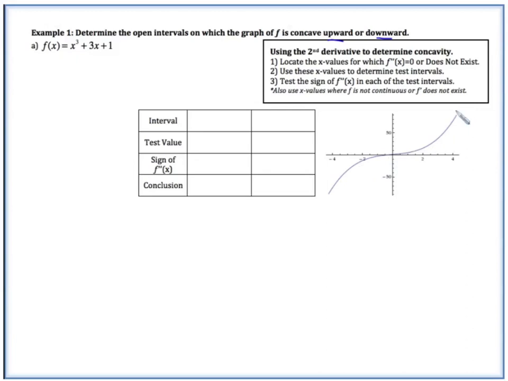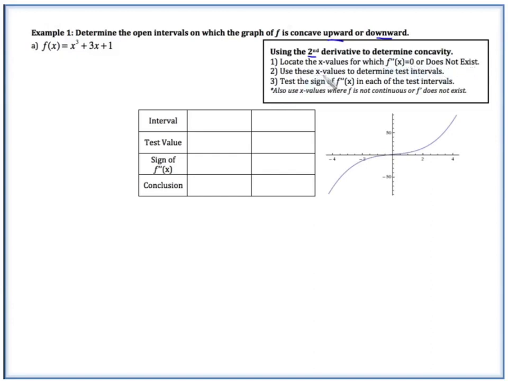What will always work to determine whether something is concave up or concave down is using the second derivative to determine the concavity. So what we want to do is locate the x values for which f double prime of x equals 0 or does not exist.